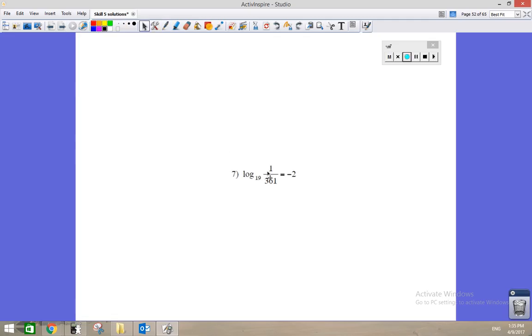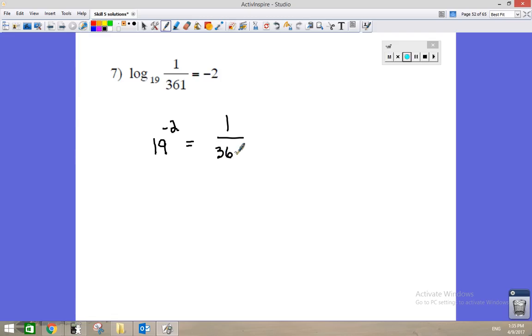Alright, so let's continue. The base is 19. A logarithm equals an exponent, so it's negative 2. A negative exponent never makes our answer negative. It does change the location of the base within a fraction. So 19 squared is 361.